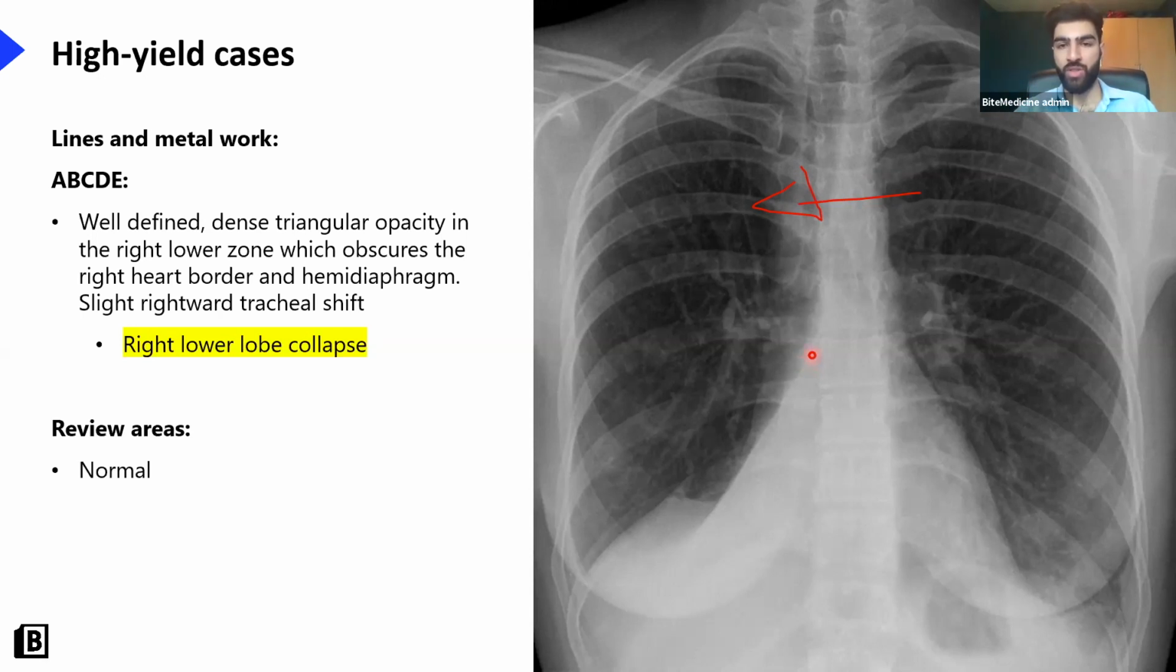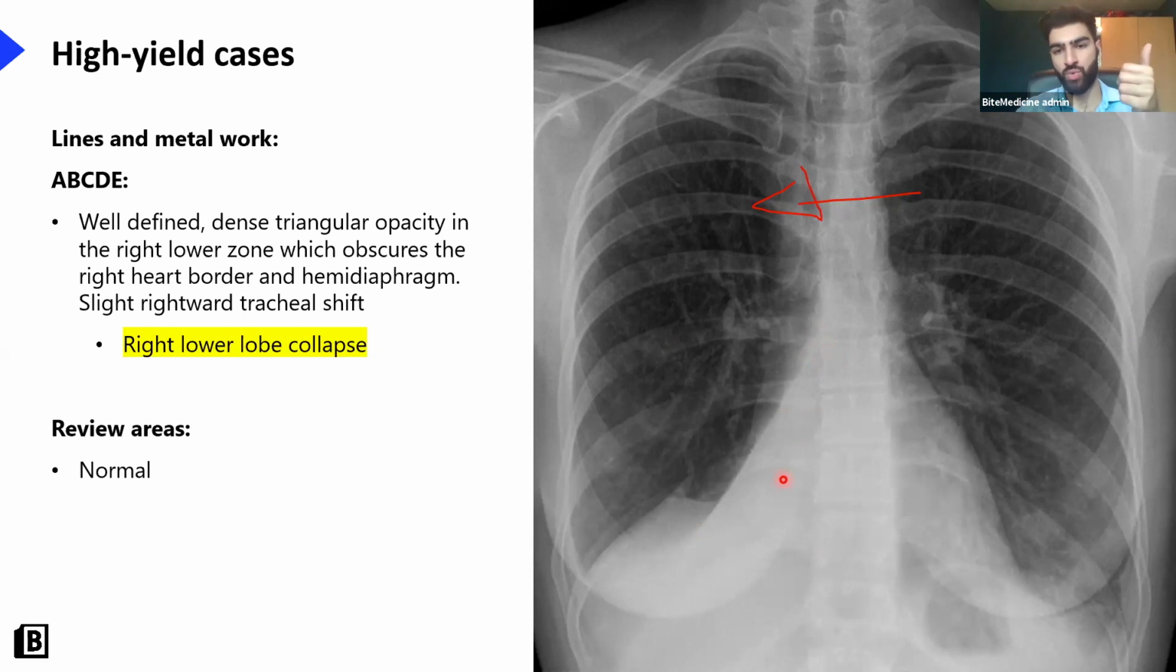So good. The borders, look at the borders, really well defined. If you have an infection or an area of consolidation, it's not going to appear so well defined. The other thing is the density. This is really dense. We have an example of consolidation at the end. Consolidation is a lot less dense.